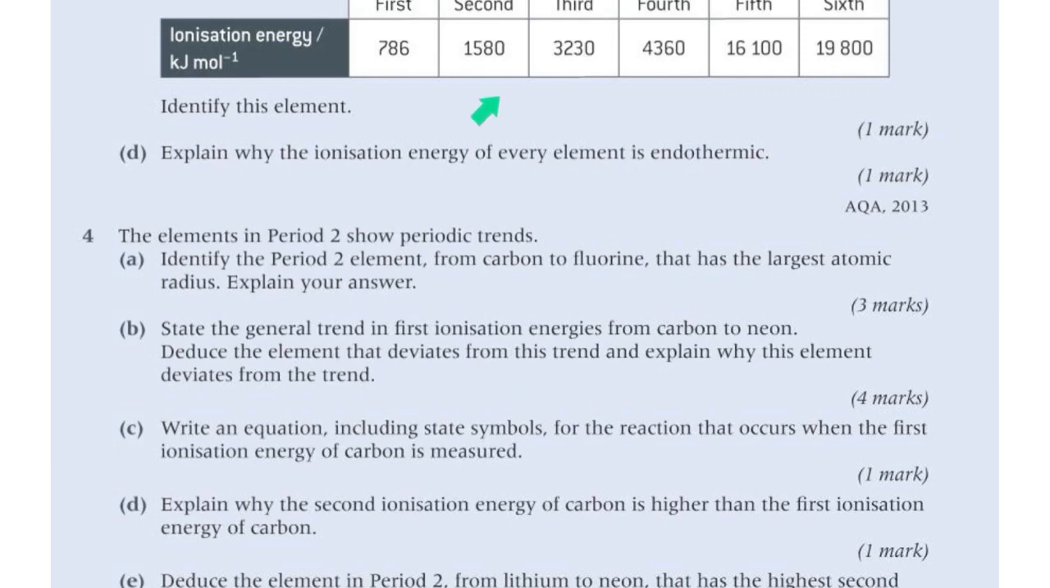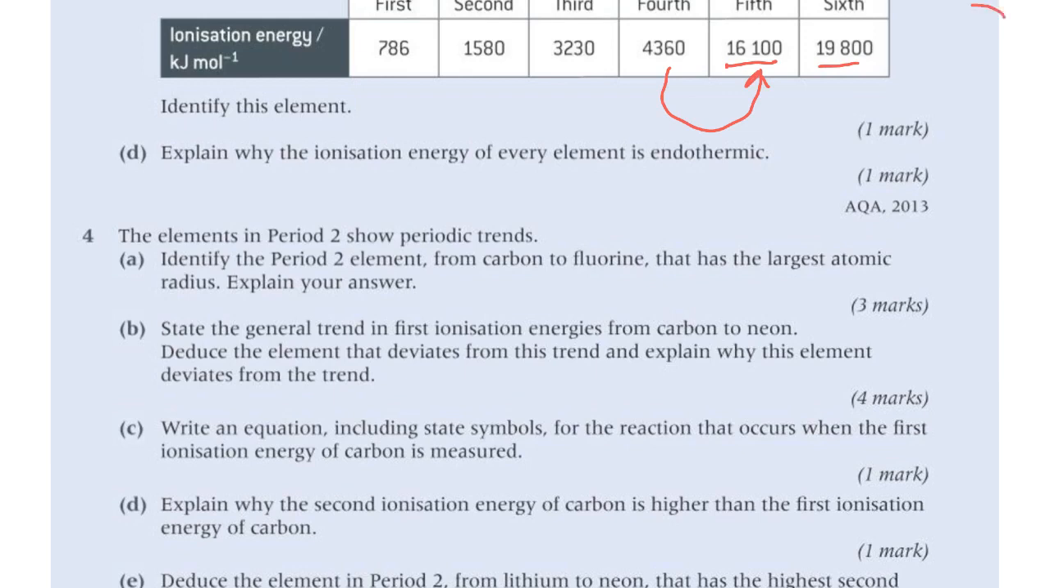So what we then do is we look at the successive ionization energies, and I always cover the last 2 digits to simplify it. So it goes from 7 to 15 to 32 to 43, and then there's a massive leap from 43 to 161. And this big jump in ionization energies between the 4th and the 5th suggests that the electrons in the 5th and 6th are much closer to the nucleus.